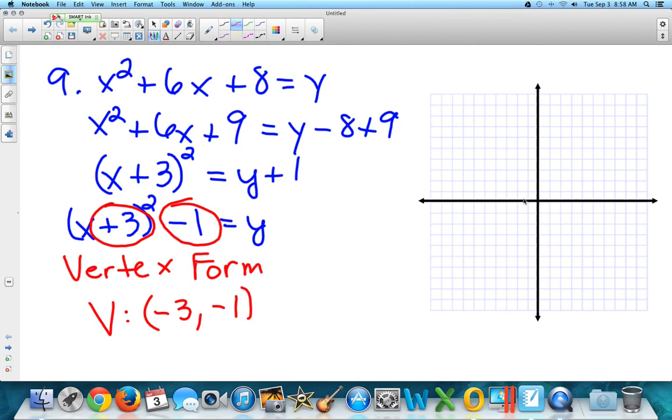So now over here I can go negative 3, negative 1, and I can put my first dot. Now, there's an a value out here that we'll get to in a later example, but it's important to note that since there's nothing here, we assume it to be a positive 1. This is important because, number 1, it's positive, which means my parabola is going to open up like this. And this number, if this isn't a 1, it's going to affect what we do later, but right now it's not the end of the world.